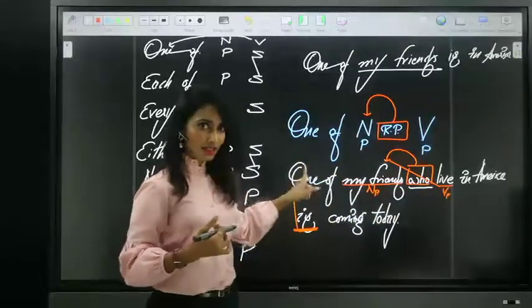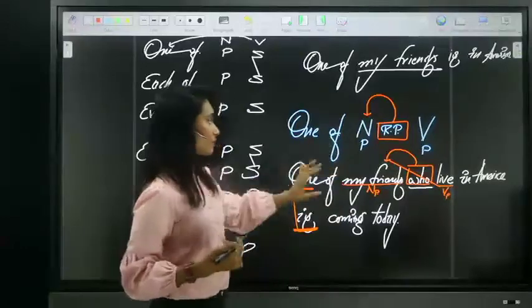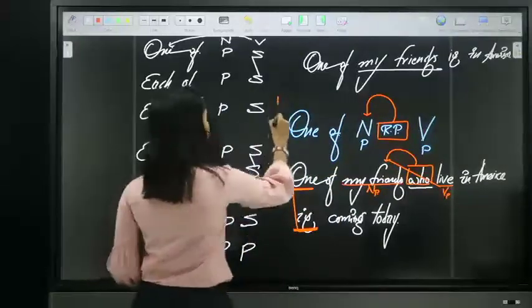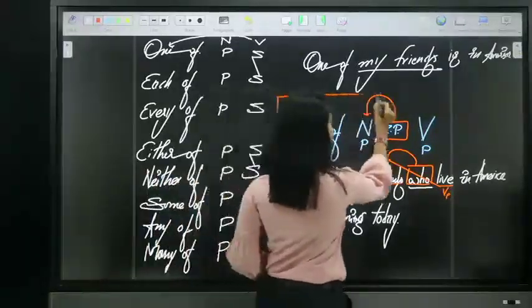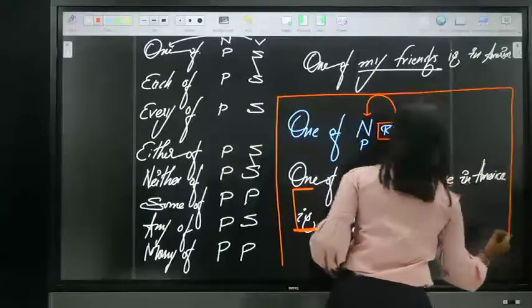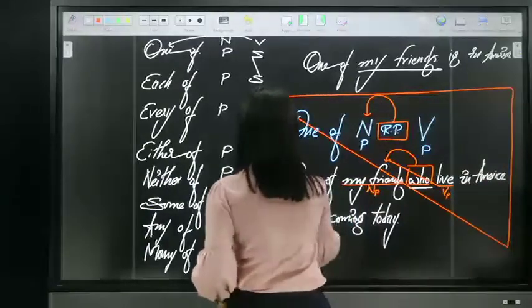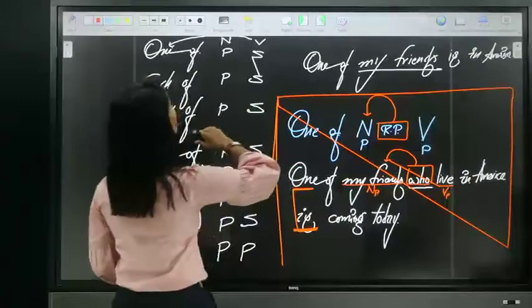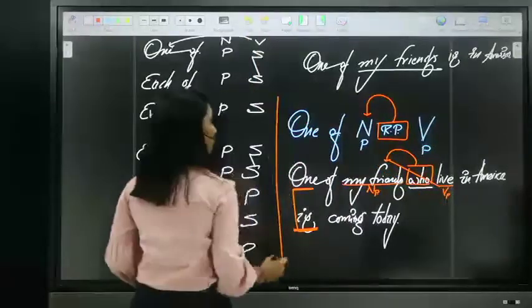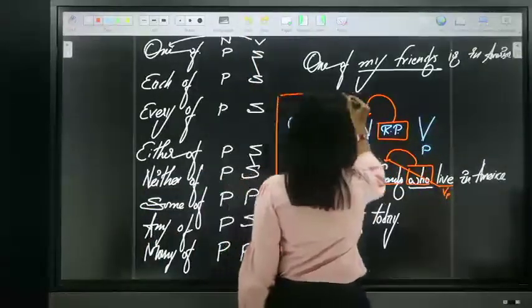So, look at this sentence. This exception you have to remember. I told you there are many exceptions for all the rules in English. So, with many exceptions, we have to learn many rules. So remember this.